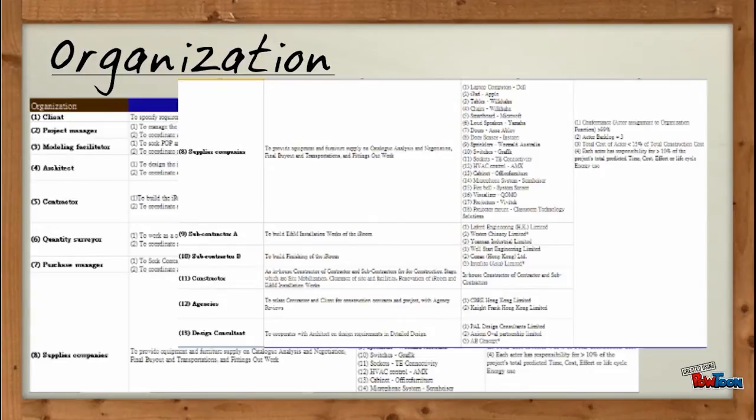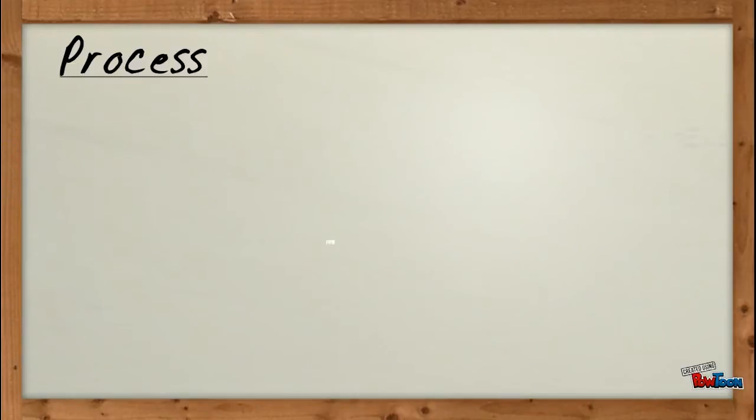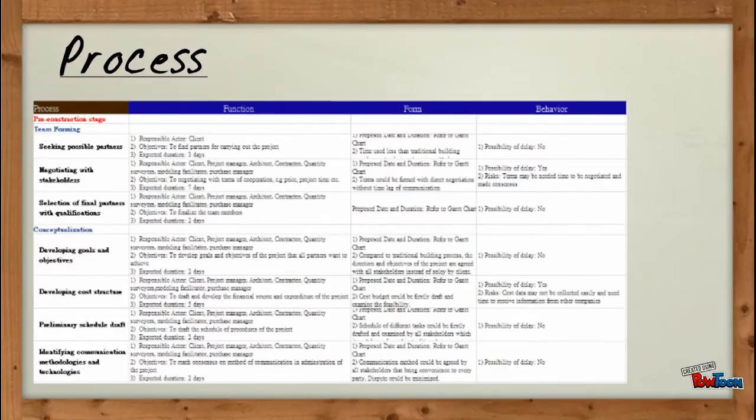contractor, quantity surveyor, purchase manager, supplier companies, subcontractor, builder, and design consultants. Say, for example, MLA Architects Limited could be the architect of this project. In addition, the construction can be divided into 3 stages.